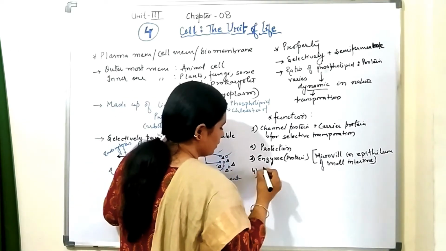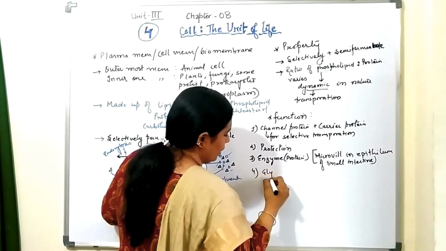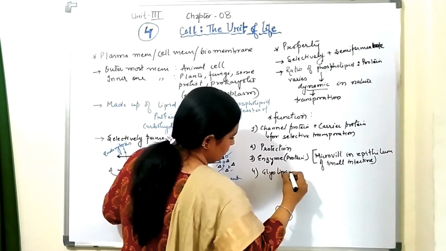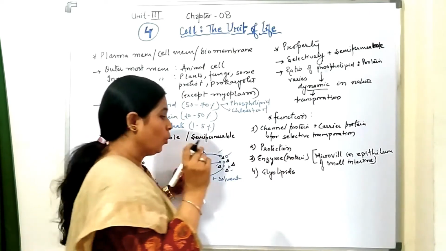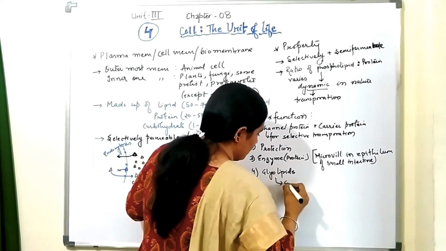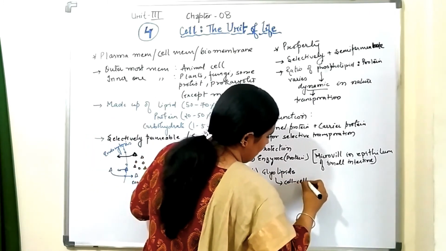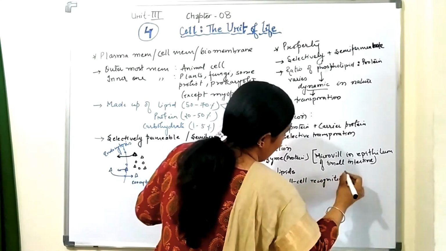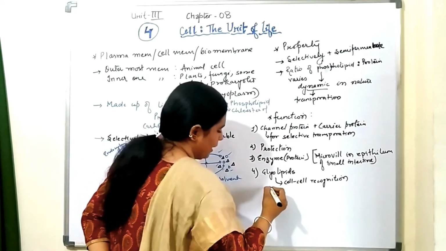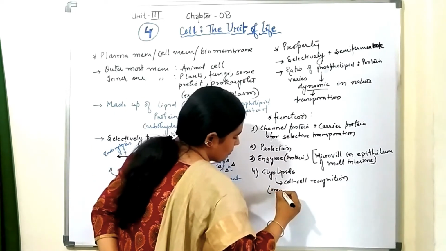Next is, there are some glycolipids. Glycolipids are present on the membrane, which helps in cell recognition. You will read about this in case of organ transplant.